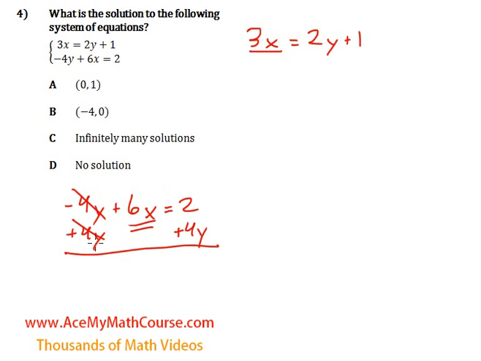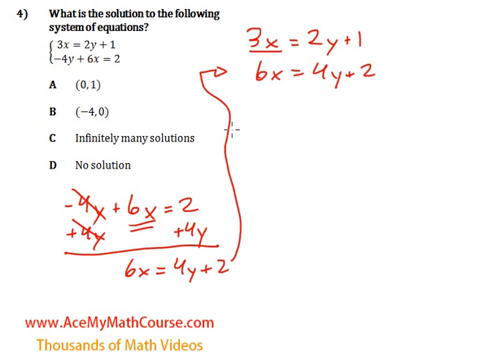Those 4y's are going to cancel out. Negative 4y plus 4y is 0. So we get 6x equals 4y plus 2. Great. Now I can just rewrite that underneath the top equation.